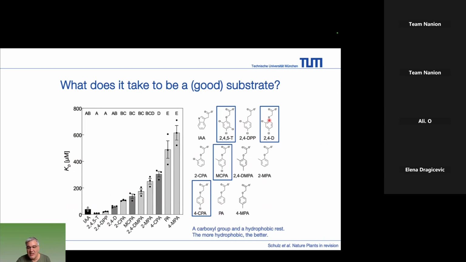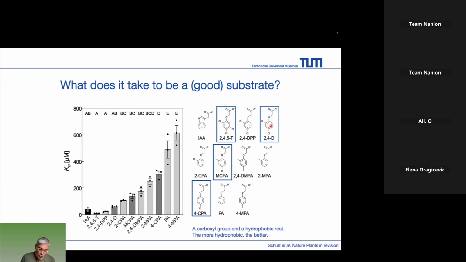We got rid here of this ether in the side chain and so on and so forth in order to understand what does it take to be a good substrate. And it turns out, in a nutshell, that what you need is a carboxylate. You don't need this oxygen here. And then it's really, really good. And the more chlorine residues you have here in this ring structure, the better the substrate is, because obviously somehow there are hydrophobic interactions here with this pi electron system in the substrate binding pocket.